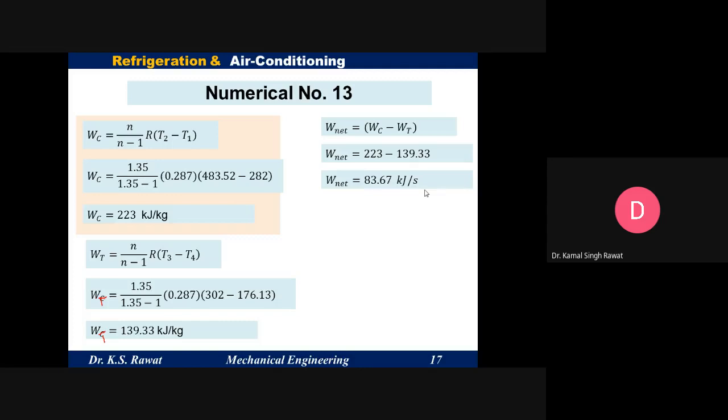Now can you calculate the COP? You have the refrigeration effect Q naught and you have the W net. And COP is desired effect upon work required. So work required is this. And you have already the value of Q naught. Yes or no? Yes sir.